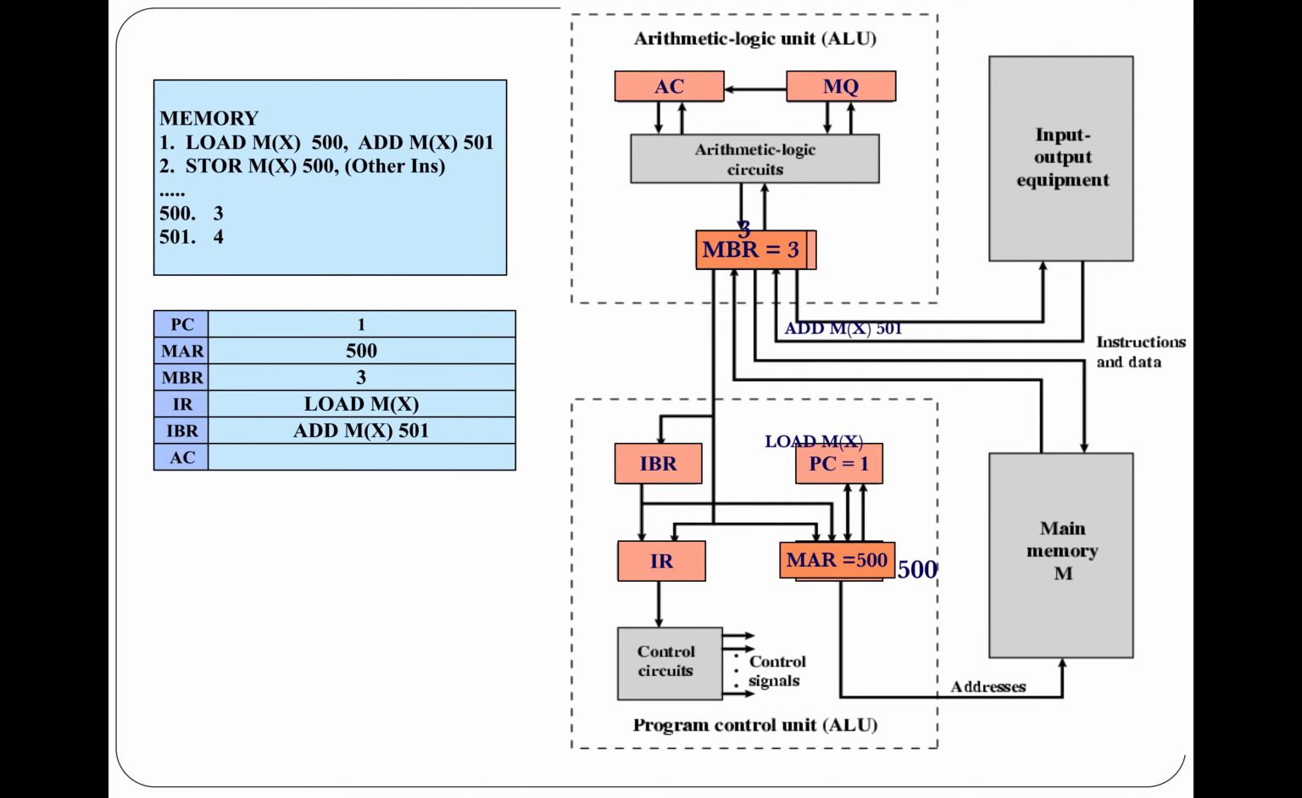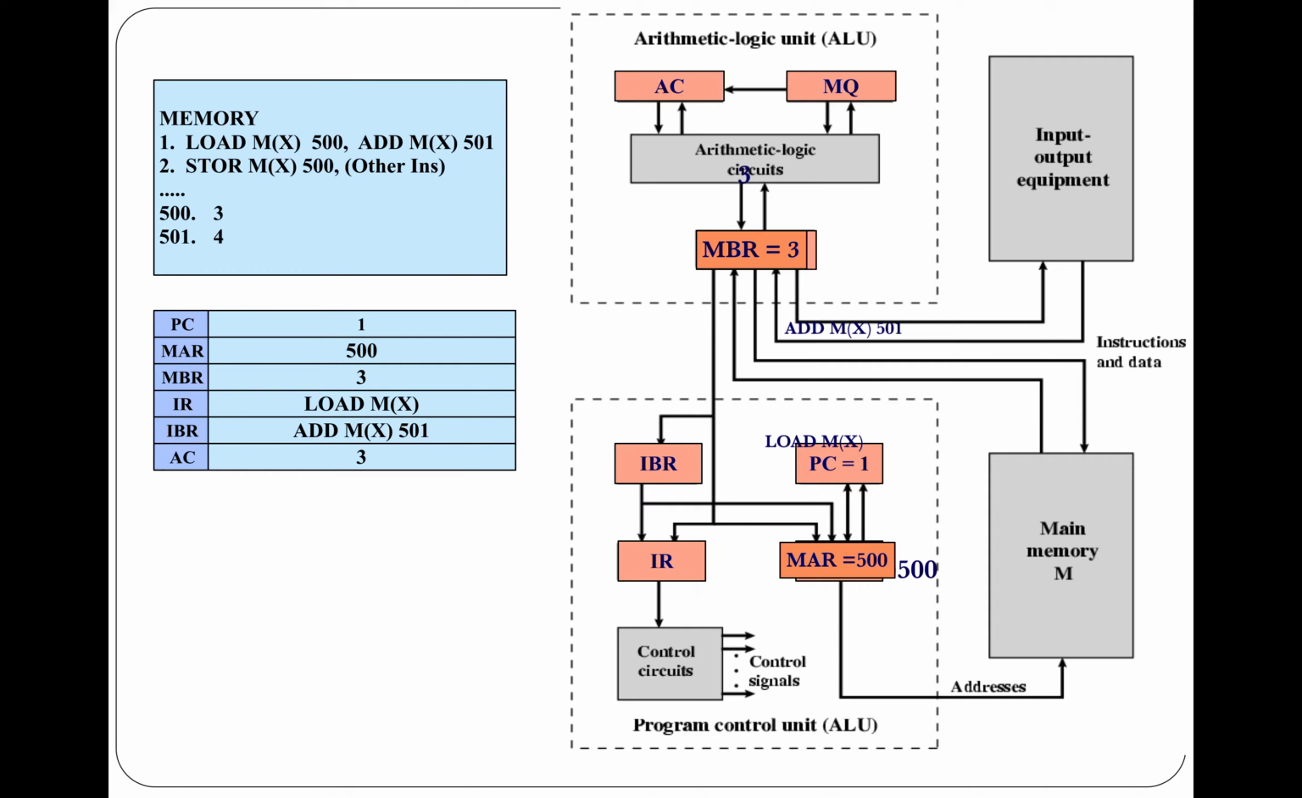So the instruction which was given in the MBR was divided into two parts. The load MX part comes to the left hand side, and the address part comes to the right hand side. So the MAR is equal to 500. This value goes to the main memory, and it's given that the memory address 500 contains the value 3. So this 3 will be further transferred to the MBR. Now we can see the MBR value is 3.